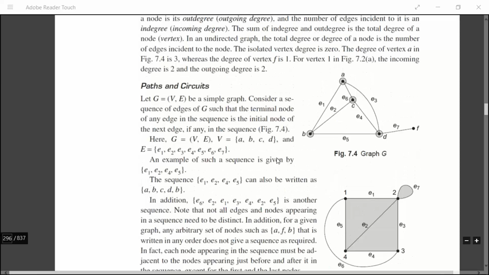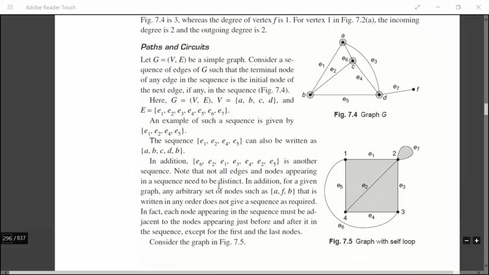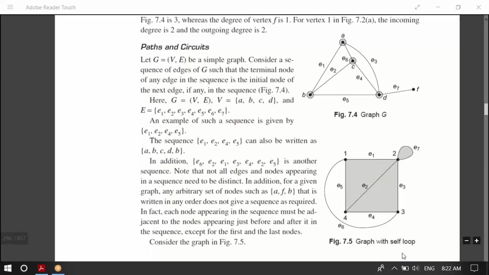So this is how you can write a sequence, just like how you traverse from one vertex to the other vertex, whether you repeat the edge or won't repeat the edge. So here the edges, vertices are repeating. A, B is repeated in the last. Here nodes are repeated more than once. So there is no condition that the nodes can appear once or more than once.